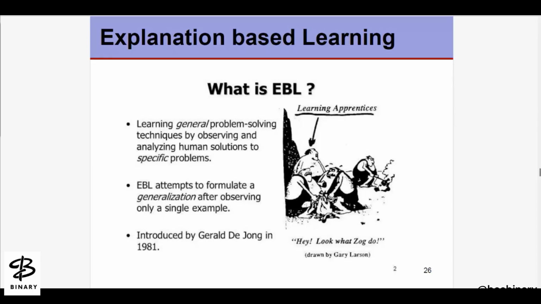Learning from a specific example, explanation-based learning focuses on understanding why a particular example is an instance of a concept rather than just identifying common features. Learning a general problem-solving technique by observing or analyzing a human solution to a specific problem is explanation-based learning. It attempts to formulate generalizations after observing only a single example, and it was introduced by Gerald DeJong in 1981.